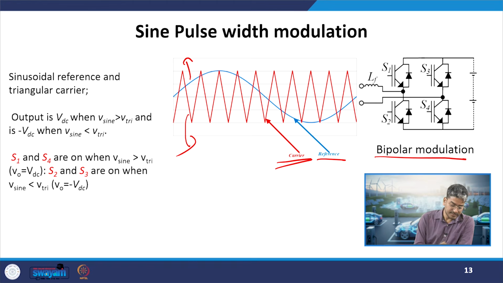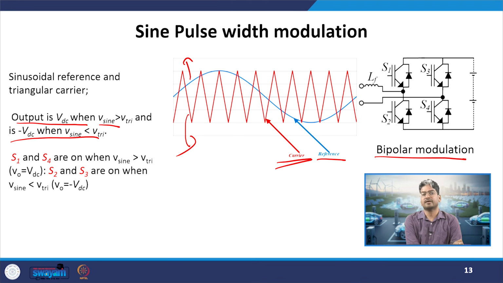How do we control that? The output will be equal to VDC when my modulating signal, that is V sine or V reference, is greater than my triangular or carrier signal. I will connect it to the positive DC bus voltage. When the other way is true, that is my reference sine wave is less than the triangular wave, I will connect it to minus VDC. So, if this is VDC, that is what we have discussed now. My output voltage will be equal to plus VDC when this case is true.